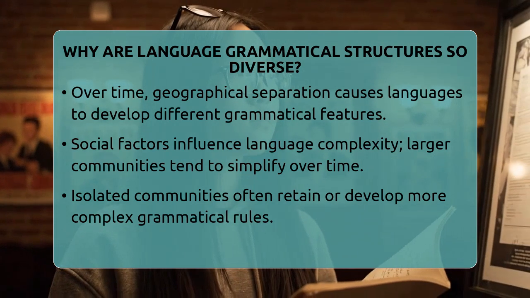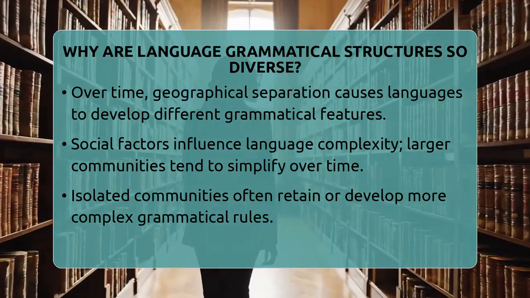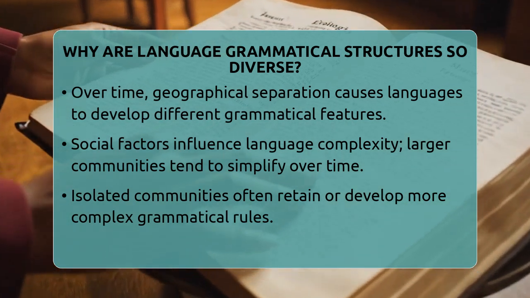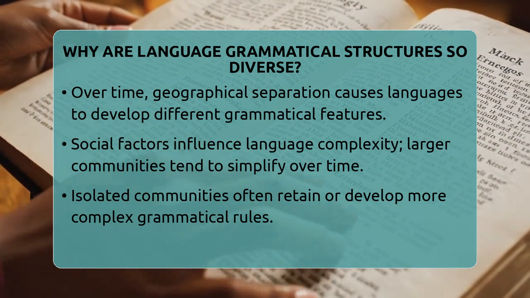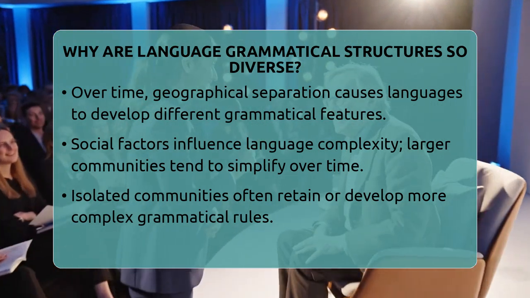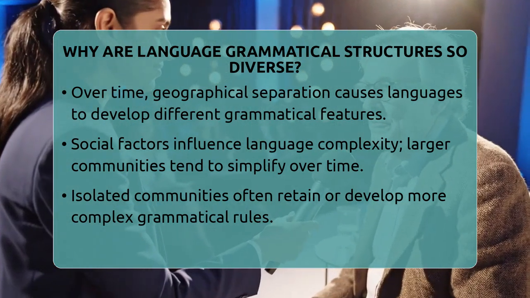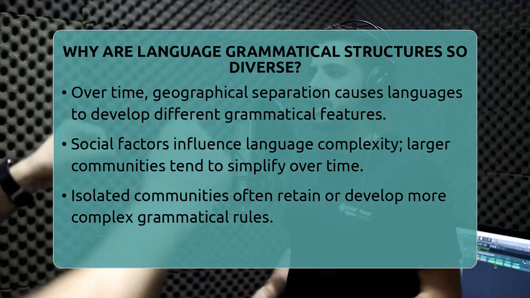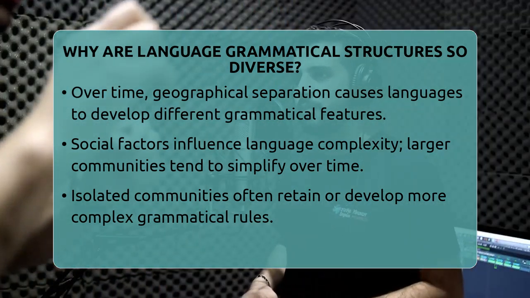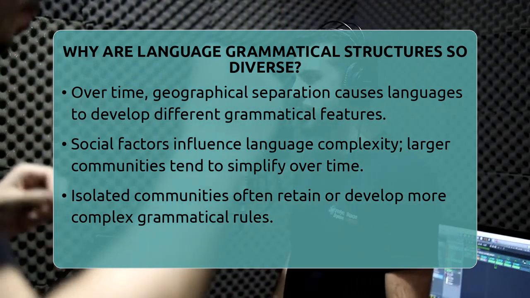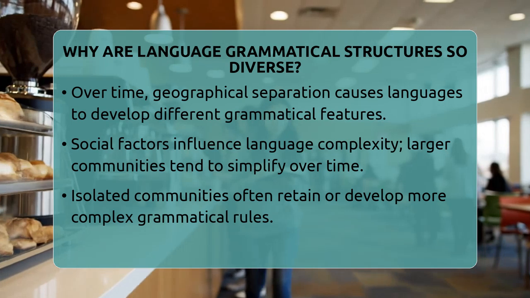Languages are grouped into families based on their shared history. For example, English, German, and Hindi all come from the Indo-European family, but their grammar is quite different. Over centuries, as groups of speakers moved apart or became isolated by mountains or oceans, their languages evolved differently. This separation allowed each group to develop its own grammatical features, creating a wide range of structures across the world.